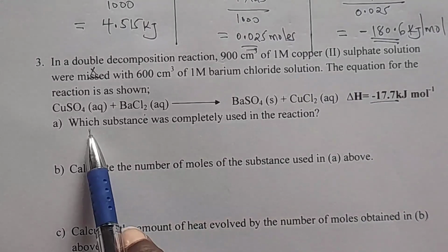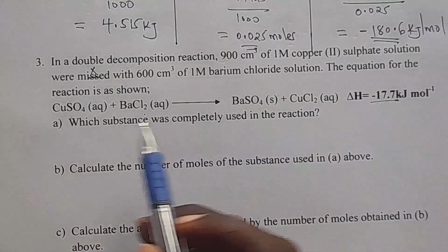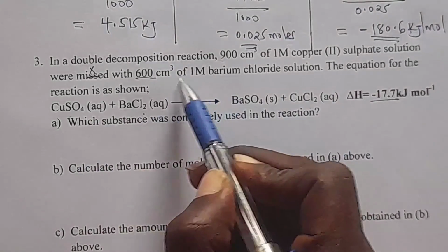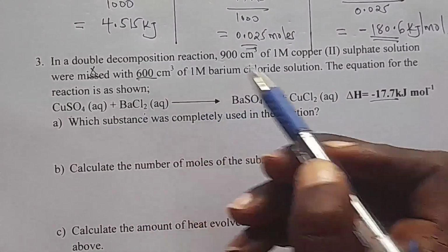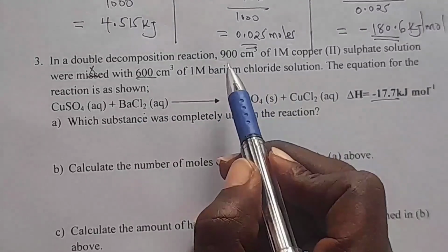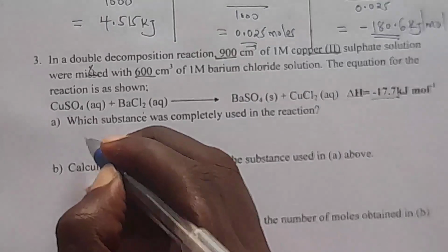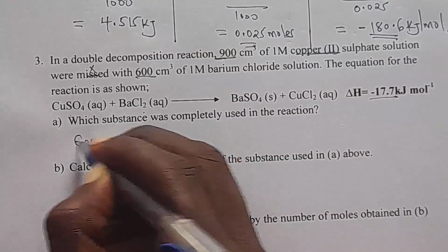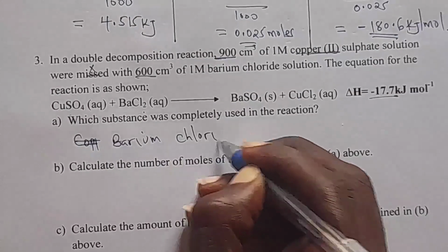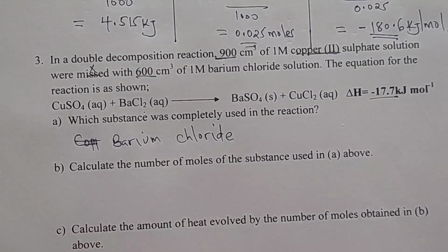Okay, we are told which substance was completely used in the reaction. So here, as you can see, this reaction is self-balanced. That means 600 centimeter cube of 1 mole barium chloride will be the one that will be completely used in the reaction, because the other one, copper 2 sulfate, is still having 300 centimeter cube. So we are going to write barium chloride. Barium chloride will be the one that will be completely used in the reaction.